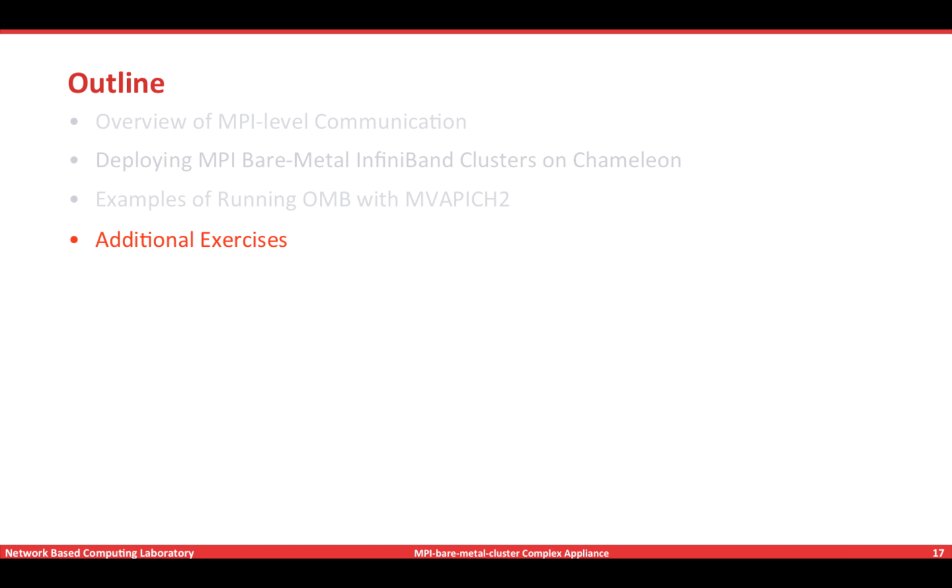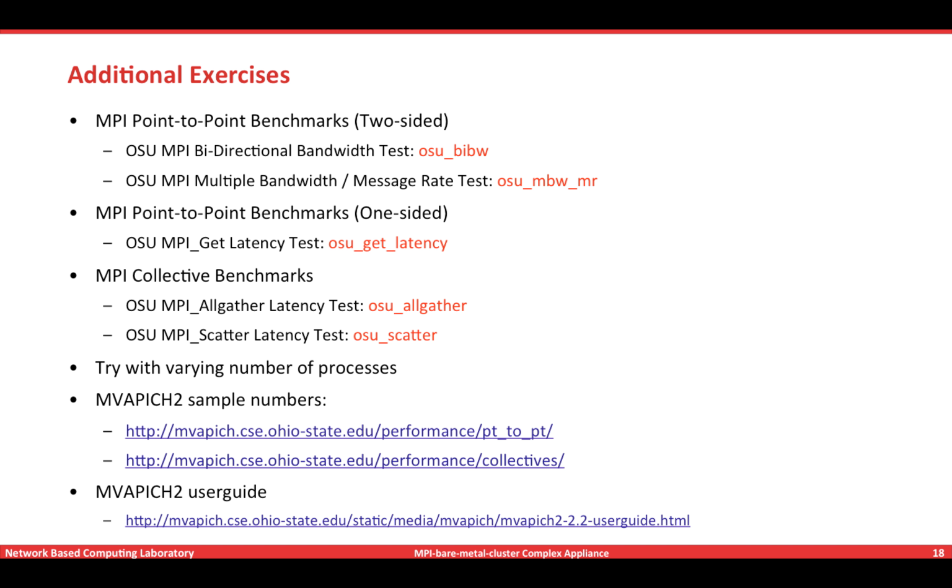Okay, we just gave some examples of how to run OMB with MVAPICH2 over Chameleon Cloud. You can also do additional exercises. Here we list some of them. For example, for MPI point-to-point benchmarks, two-sided case, you can run the OSU MPI bidirectional bandwidth test. The benchmark name is osu_bibw. And then you can also do the OSU MPI multiple bandwidth or message rate test. The benchmark name is osu_mbw_mr.